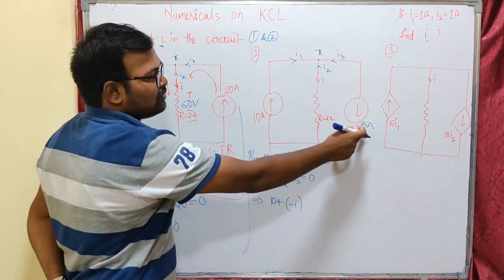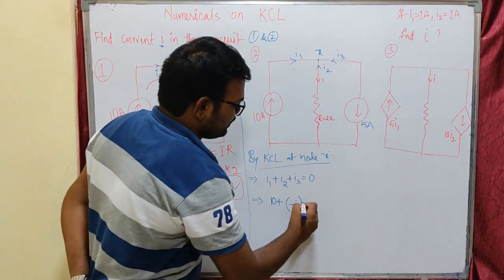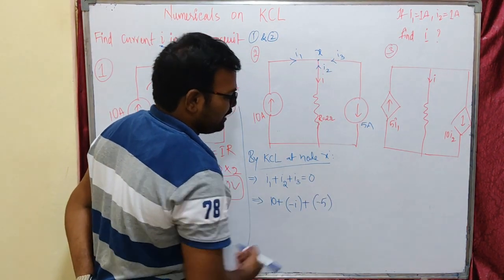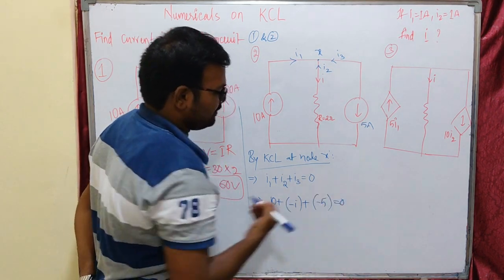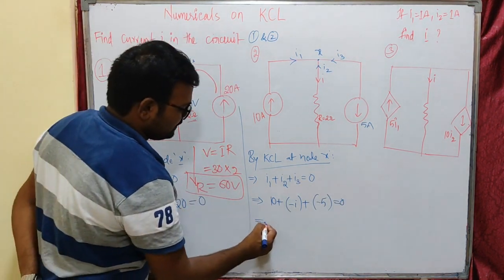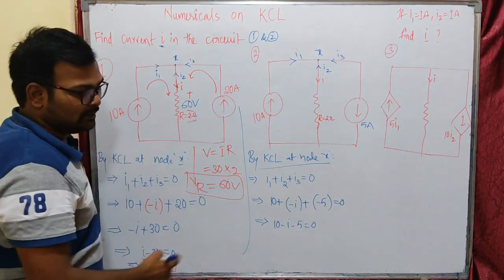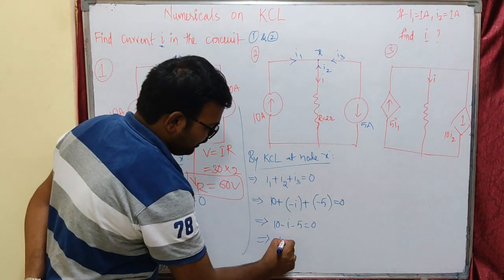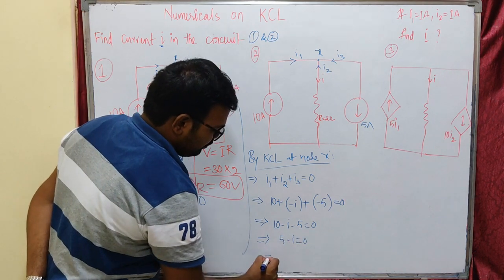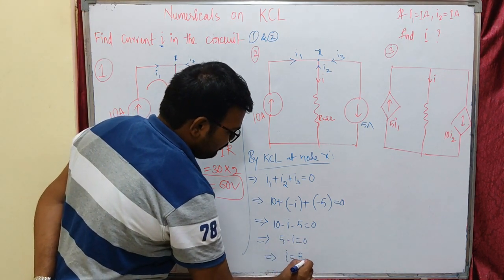So I3 is opposite to 5, which means we have to mention the negative direction here, plus minus 5 amperes. This must be equal to 0 according to KCL. Let us rearrange this: 10 minus I minus 5 equal to 0. 10 minus 5 will be 5, so 5 minus I equal to 0. So our current I equals 5 amperes.